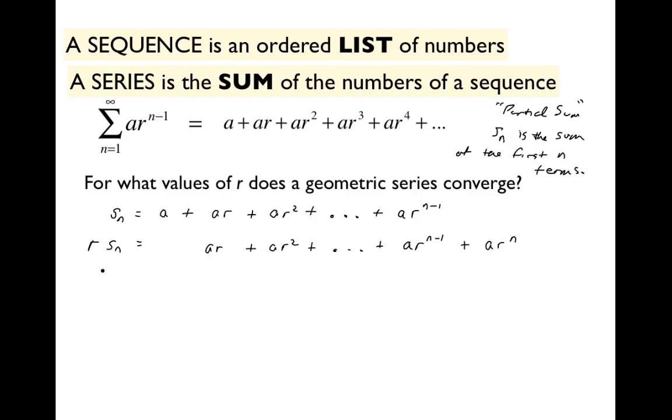All right, so now what are we going to do? We're going to subtract. I'm going to subtract the left sides and the right sides. And what are we going to get? All these ones in the middle are going to go away, right? And so the partial sum minus r times the nth partial sum is going to equal what? a minus ar to the n.